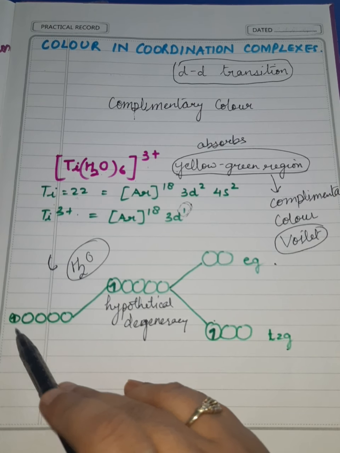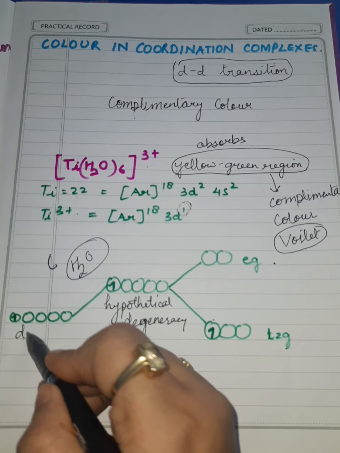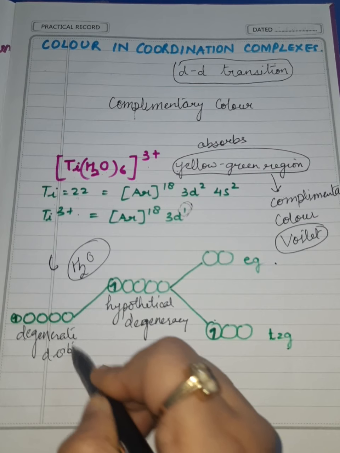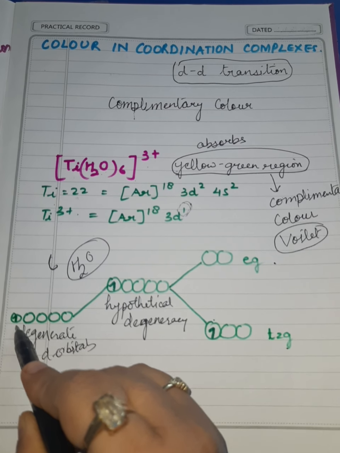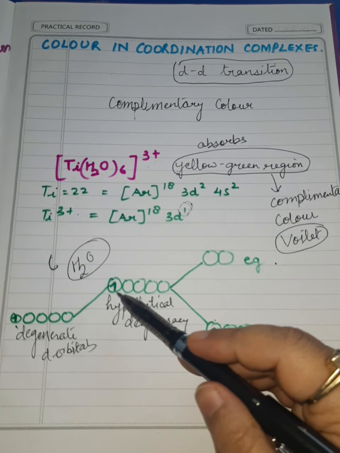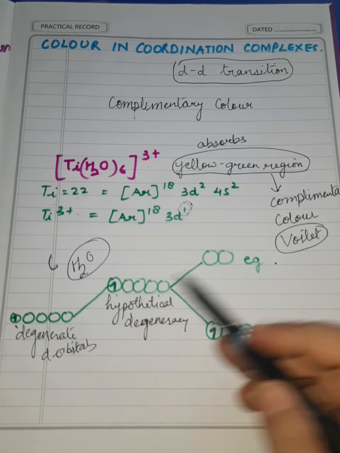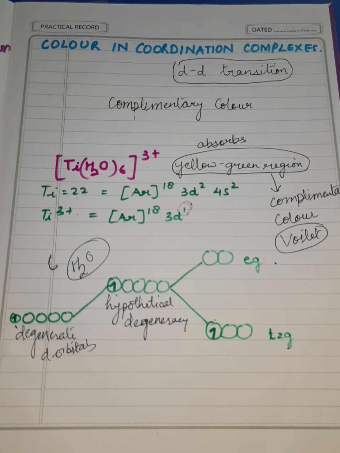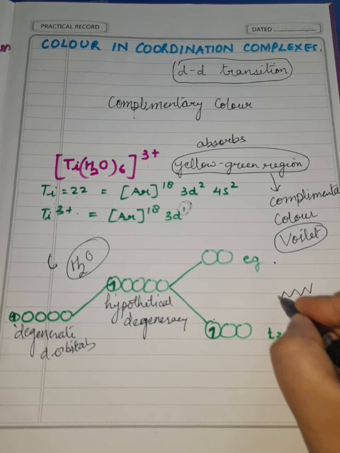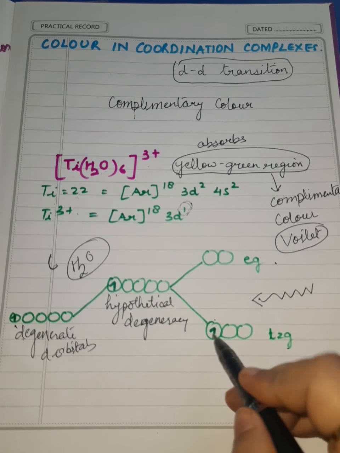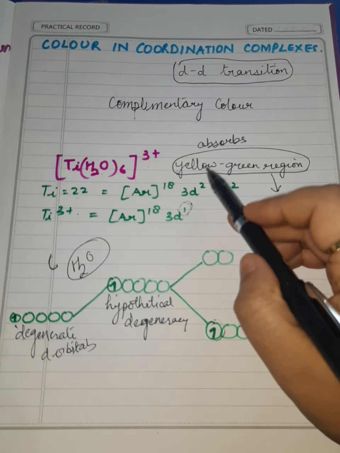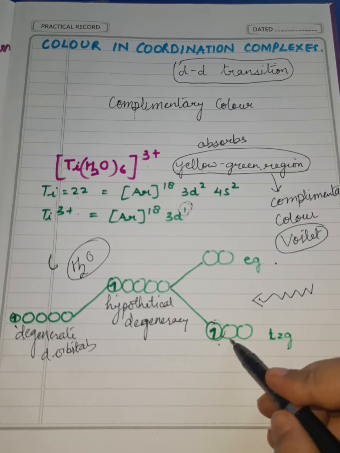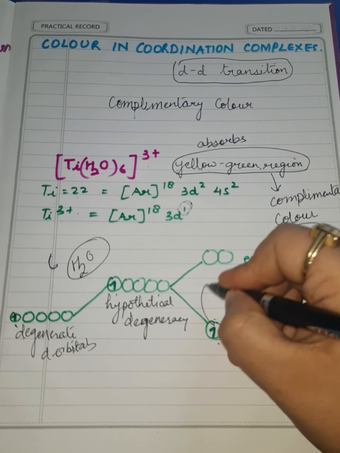Now this electron, which was in the degenerate d orbitals, this electron was in one of the 3d orbitals. In the hypothetical degeneracy also it is in one of the d orbitals. After the splitting of the d orbitals, it occupies the lower energy t2g orbital. Now when the light falls on this complex, this electron absorbs the light from the yellow-green region. After absorbing the light from the yellow-green region, it jumps from the lower energy to the higher energy.